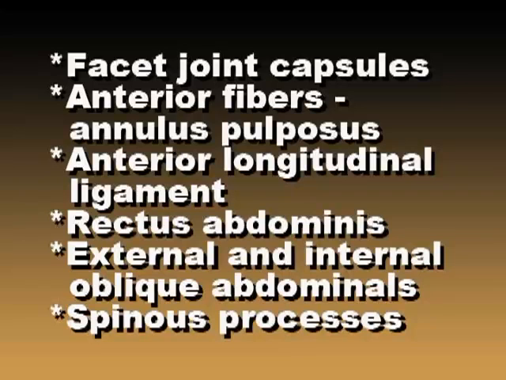The normal end feel of the joint is firm because of tension in the facet joint capsules, the anterior fibers of the annulus pulposus, and the anterior longitudinal ligament, as well as passive tension of the rectus abdominis and external and internal oblique abdominals. The end feel may also be hard due to contact of the spinous processes.